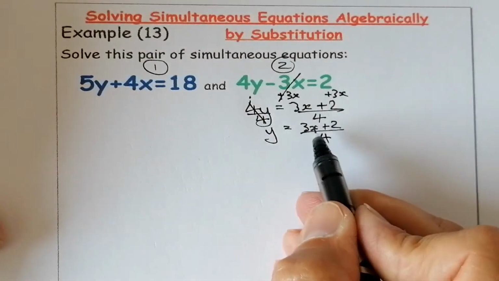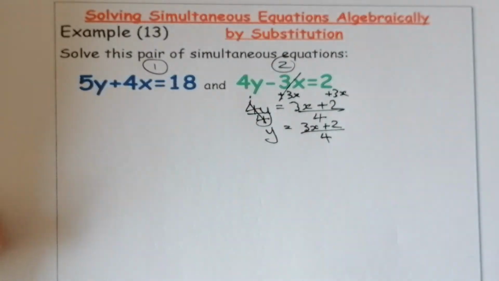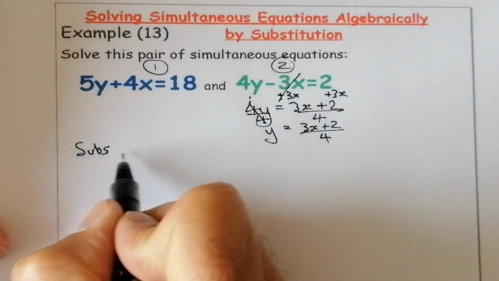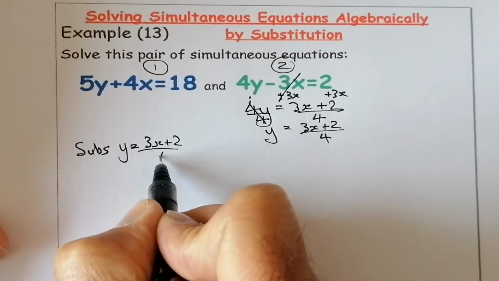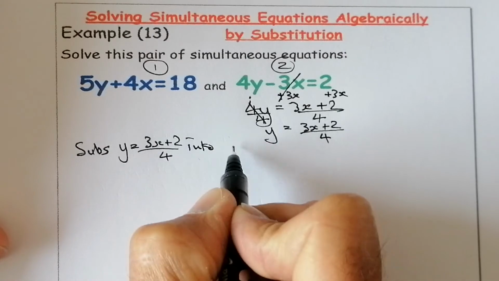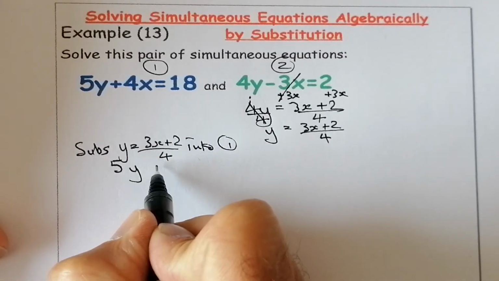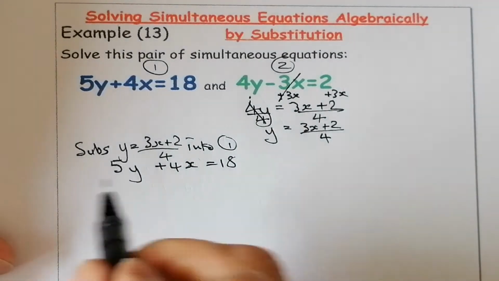Remember what we're doing? Substituting this into where y is, because I've got y equals that, so that's going to be replaced. So I'm substituting y equals (3x plus 2) all over 4 into that equation number 1. And that started off as 5y plus 4x equals 18. So I'll substitute that in now.